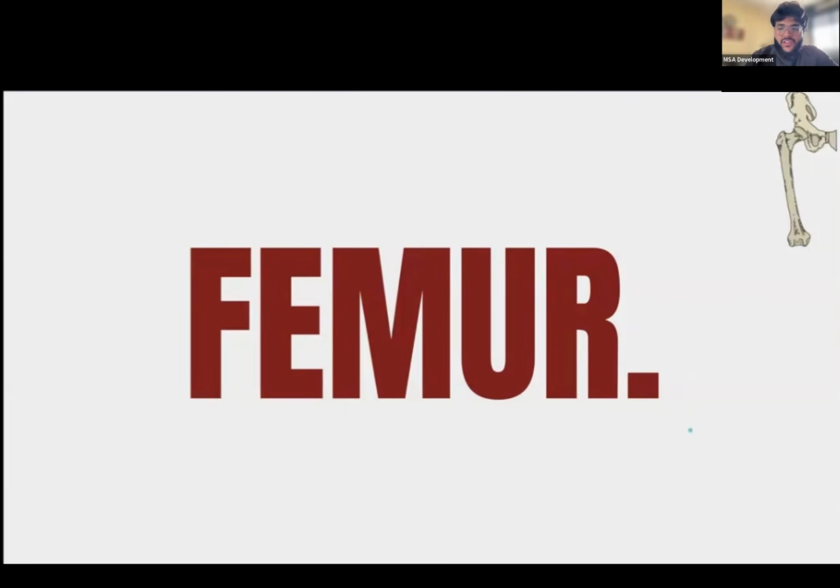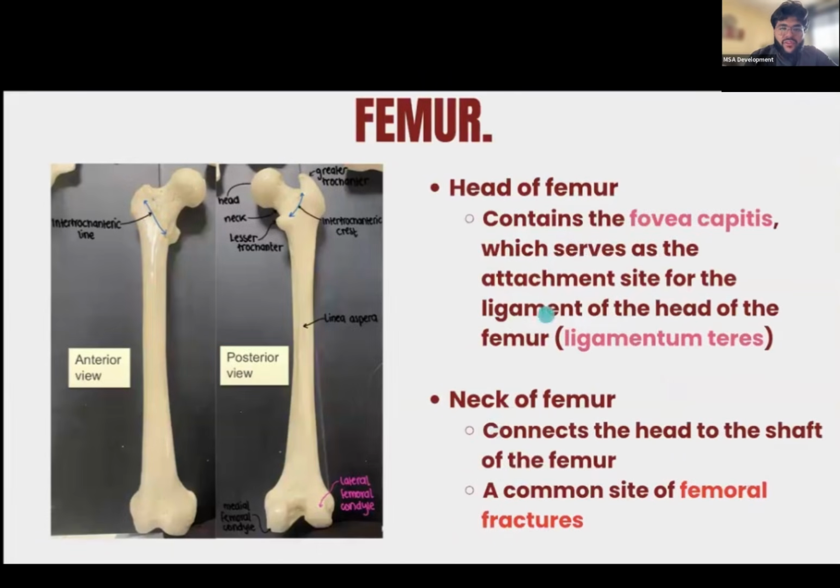So the femur is our largest and strongest bone in our body, as we all know by now. The head of the femur is the round-shaped structure, the ball that connects to the acetabulum of the hip. So it's responsible for forming the ball and socket joint, the hip joint.